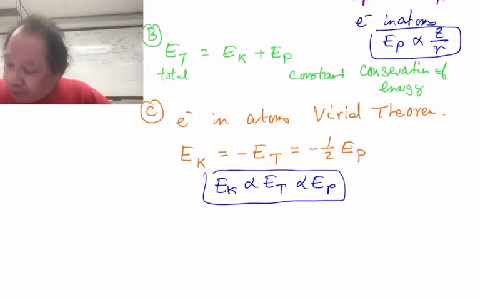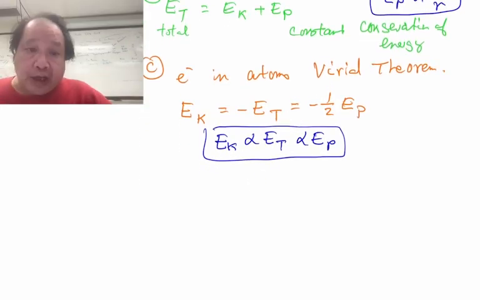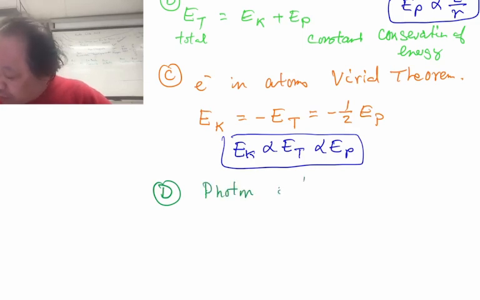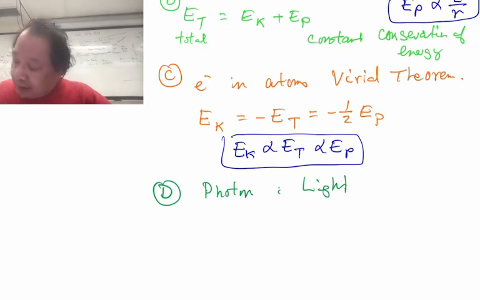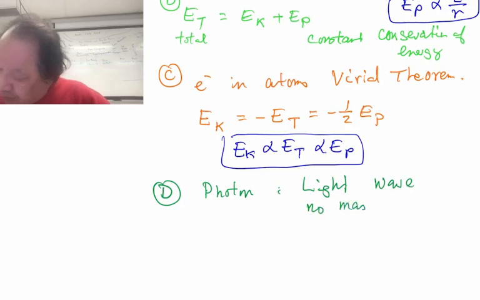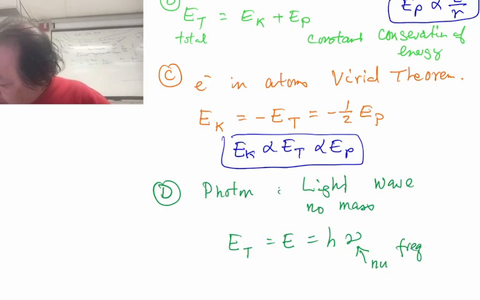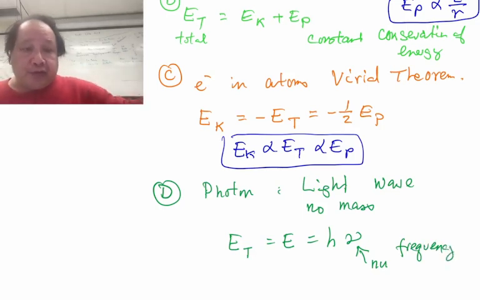I would like to end with one final point. There is another kind of important particle that we have to deal with, which is the photon. The photon is the particle for light, and light is a wave, and it has no mass, and it has a different equation for its energy. Its total energy, ET, is equal to h times nu. Nu, that's the Greek letter nu, and it's the frequency. The frequency is how often a wave beats. h is Planck's constant.